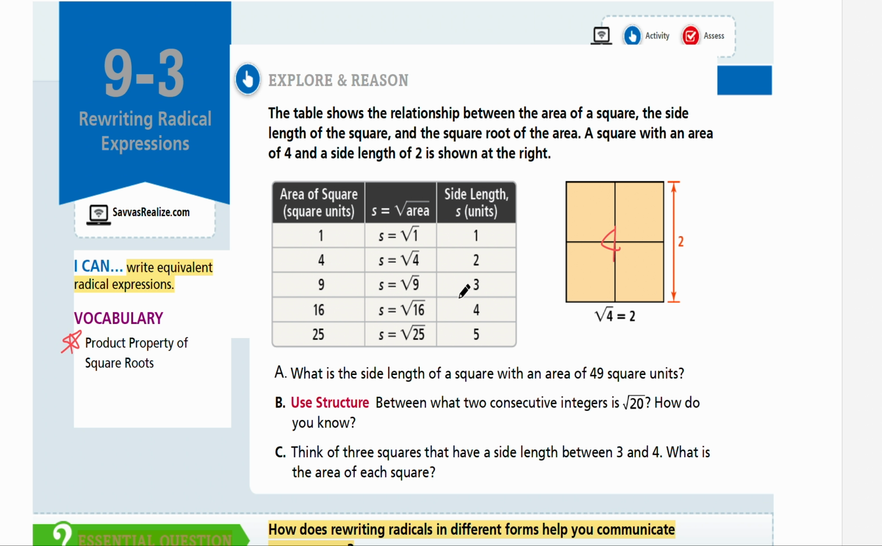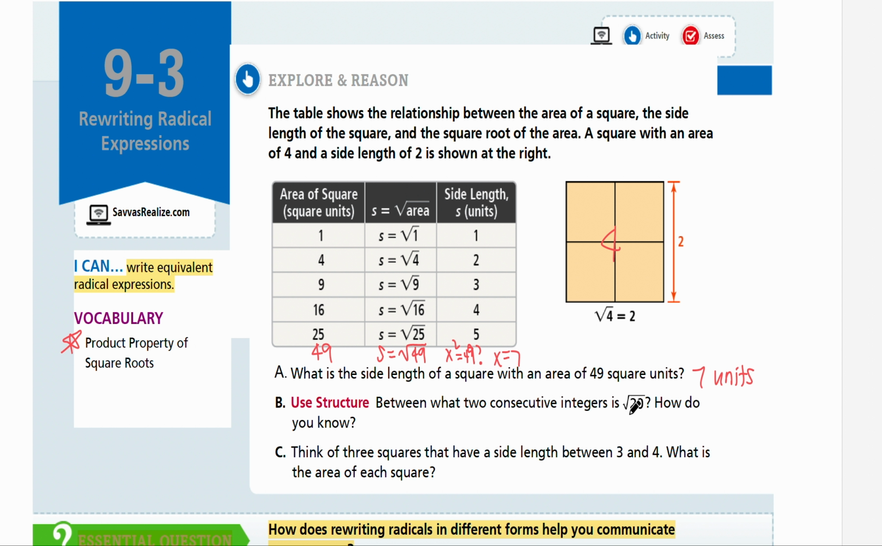So part A, what is the side length of a square with an area of 49 square units? If we have 49 square units, what would be the side? The square root of 49. What squared would be 49? 7, right? So 7 squared is 49. So 7 units.